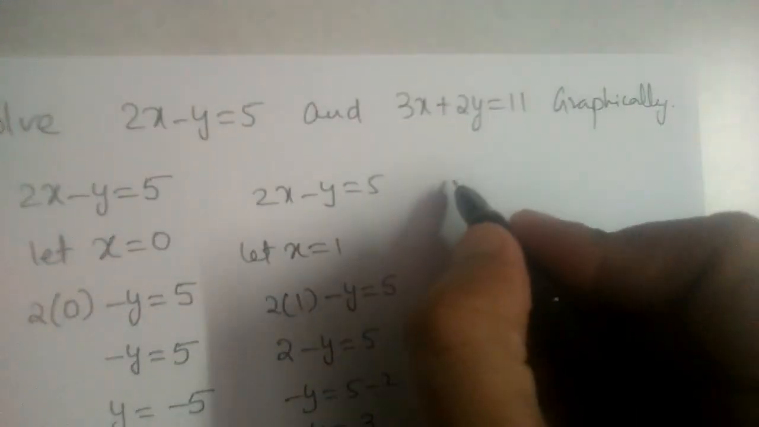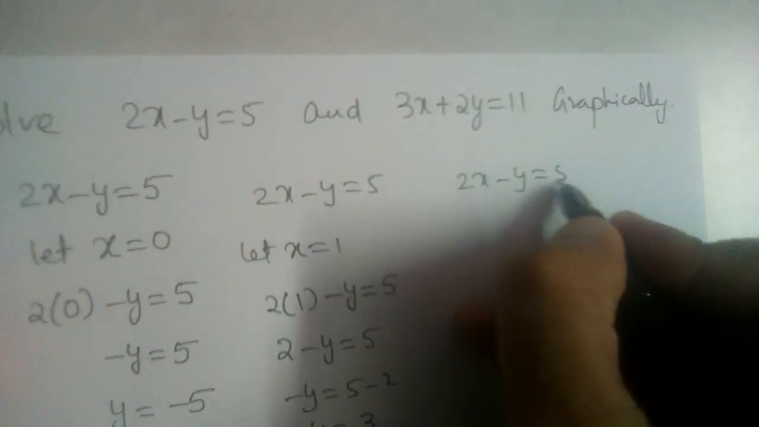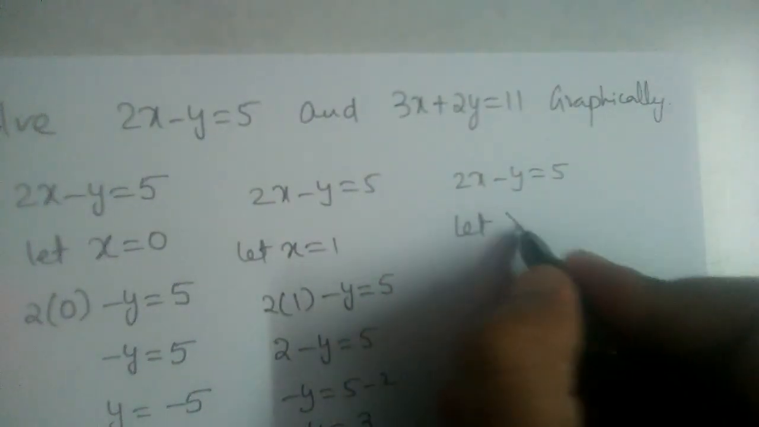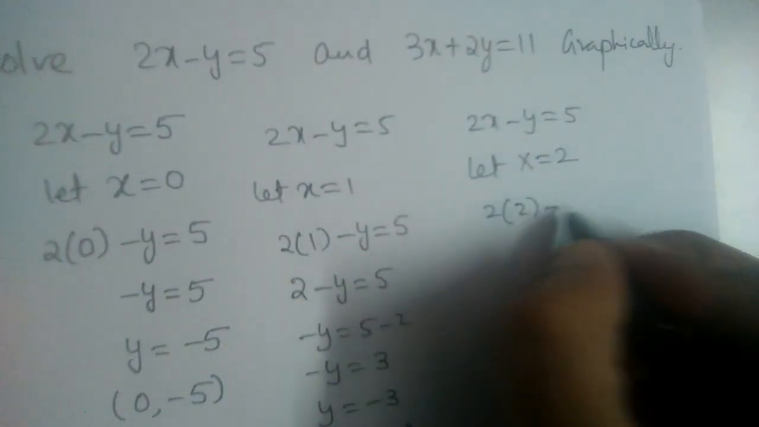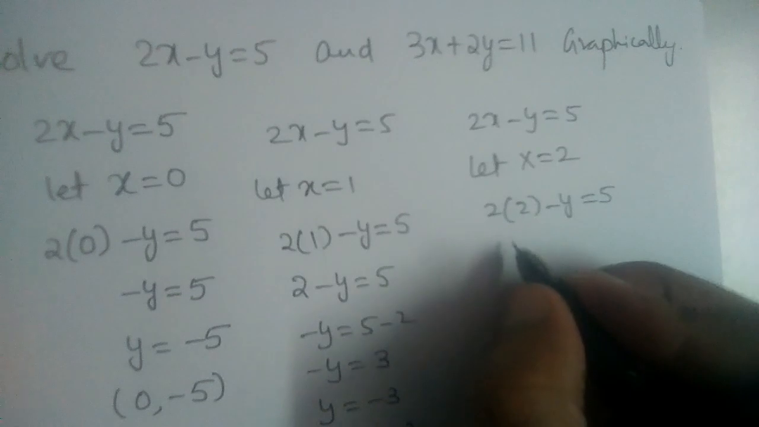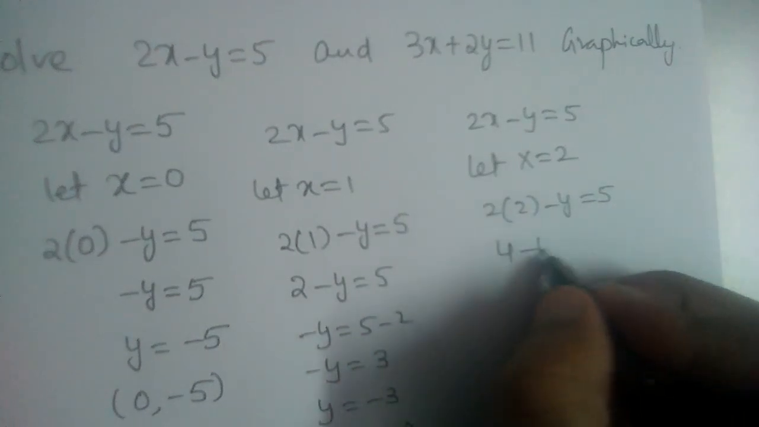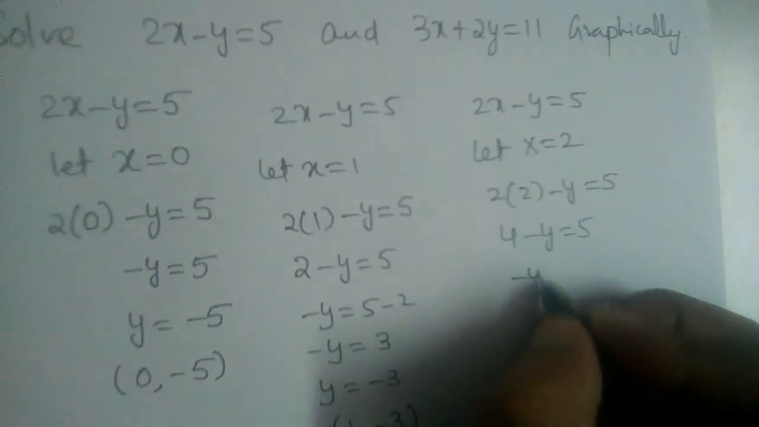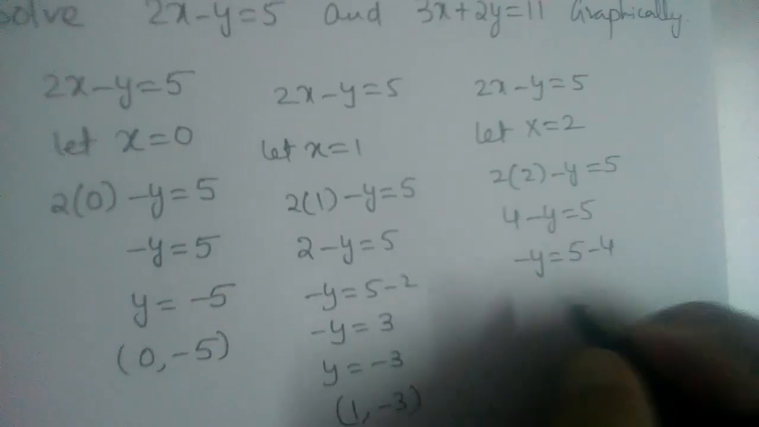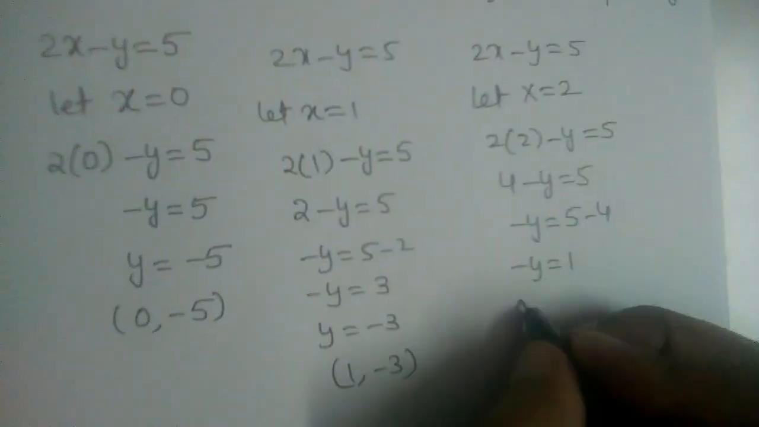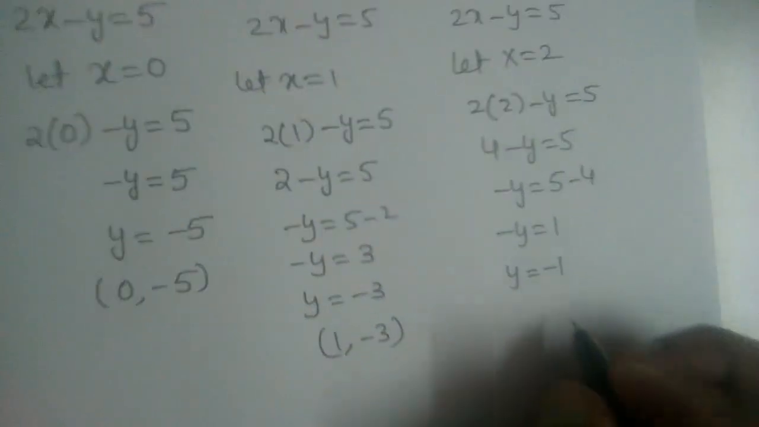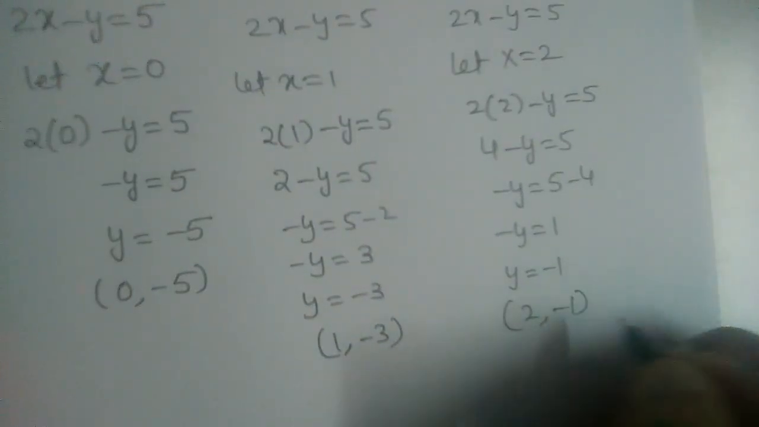Alright. Now let us write the equation again, and now let us substitute x is equal to 2. So this is 2 into 2 minus y is equal to 5. 2 twos is 4, minus y is equal to 5. Minus y is equal to 5 minus 4. Minus y is equal to 1 and y is equal to minus 1. So this is 2 comma minus 1.